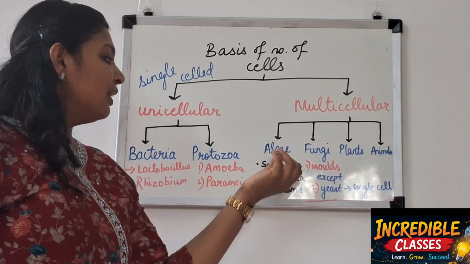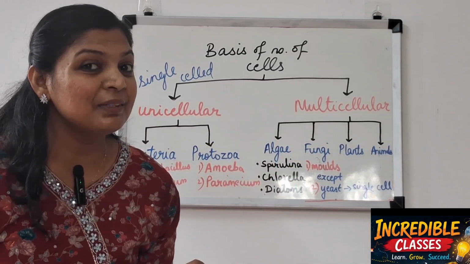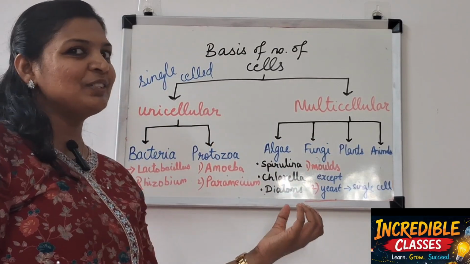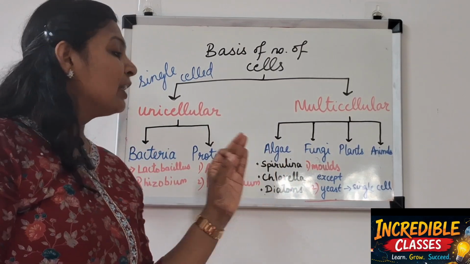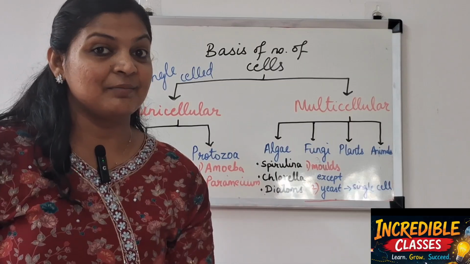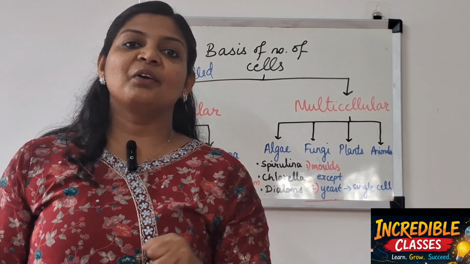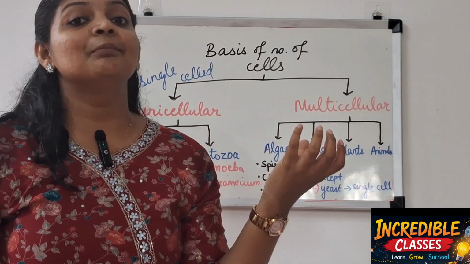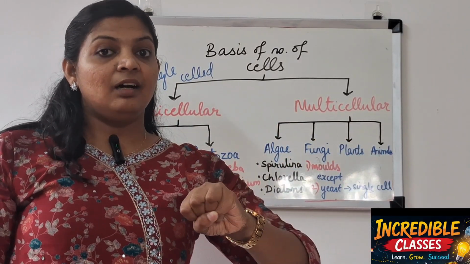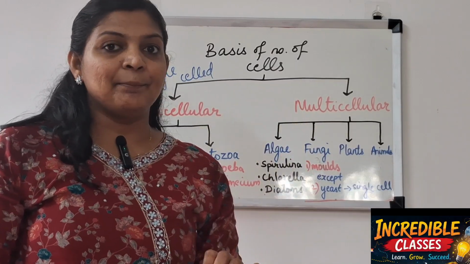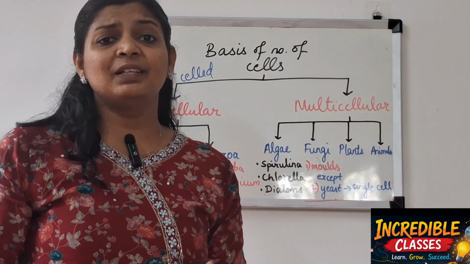Okay, so what I said, algae and fungi. Now we have some very important examples. What are those examples? It is first spirulina, chlorella and diatoms. They are very highly protein rich foods. Even though we categorize them under algae, they are actually plant like algae. We call them microalgae.